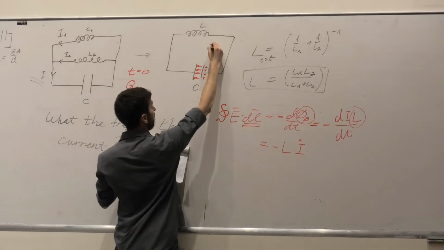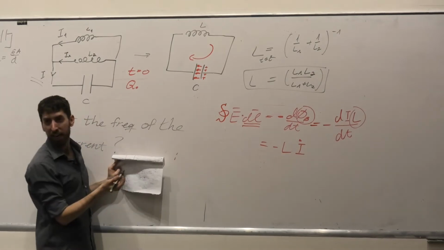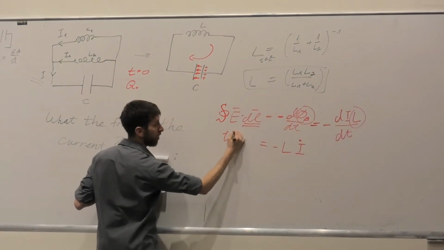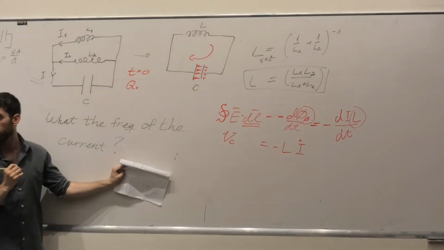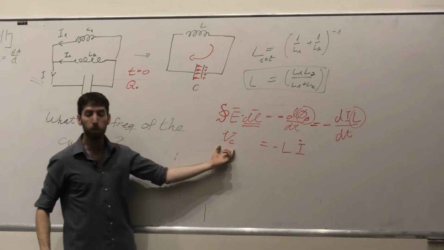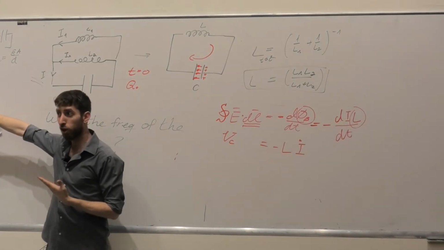So actually E multiplied by dl is a voltage. We have a voltage drop only here, which is VC, the voltage of the capacitor, right? What is the voltage of a capacitor equal to? We can connect it to the charge, Q.